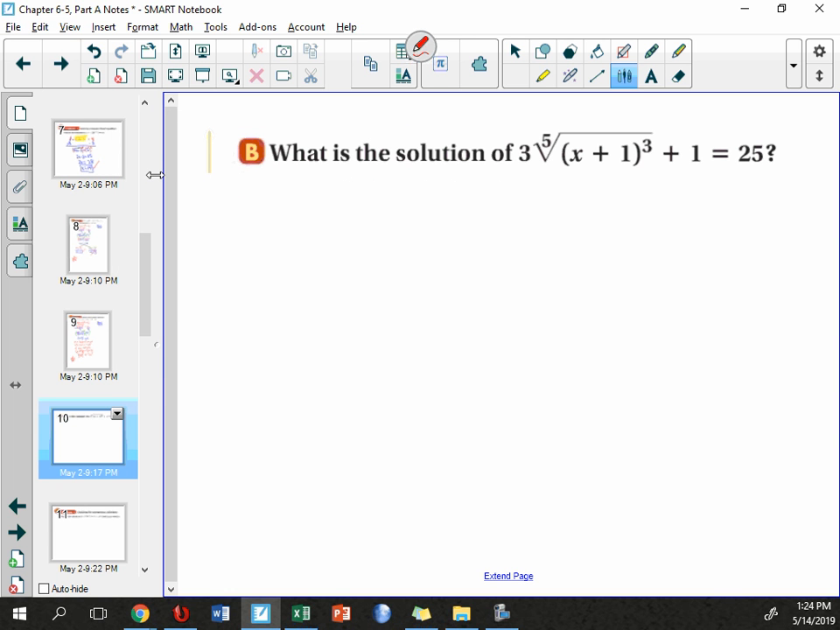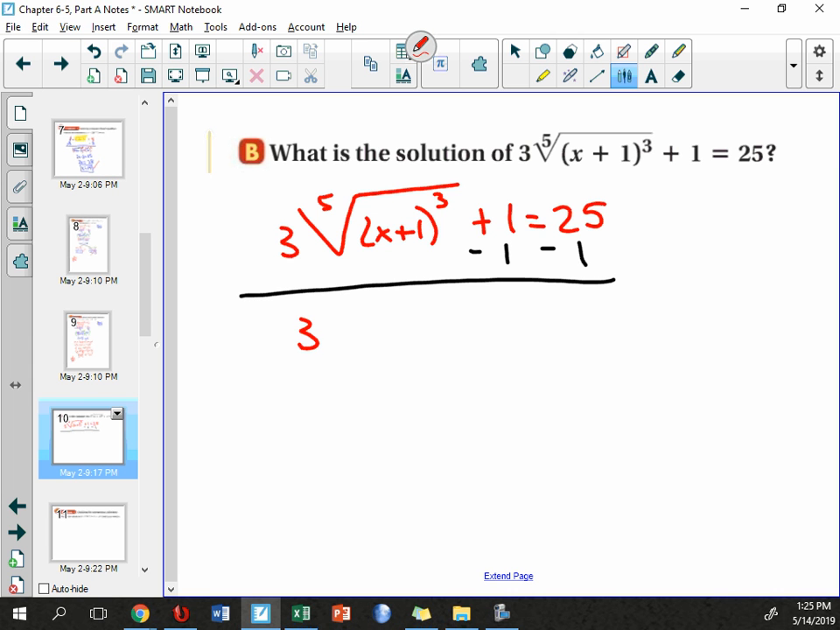Next example is right here. So if I rewrite this, 3 times the 5th root of x plus 1 quantity cubed plus 1 is equal to 25. So what should I do first? You've got to subtract 1 first. So if I do that, I'm left with 3 times the 5th root of x plus 1 cubed is equal to 24. Then what?